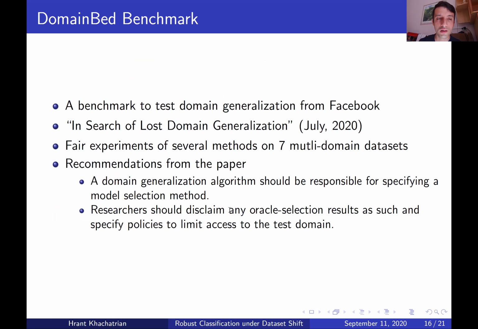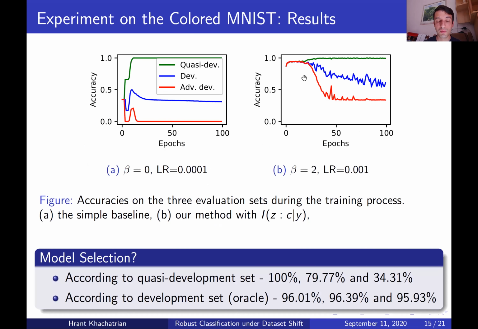And this problem was very well highlighted in a very recent paper from Facebook. The paper is called In Search of Lost Domain Generalization. It performs experiments on several methods that claim to be domain generalization algorithms on 7 multi-domain datasets. They say explicitly that a domain generalization algorithm should be responsible for specifying a model selection method, and researchers should disclaim any oracle selection results as such and specify policies to limit access to the test domain. So in our case, we explicitly say that we have access to the development set so that we can pick the best performing model. Otherwise, we wouldn't be able to recognize that this model is better than this one.